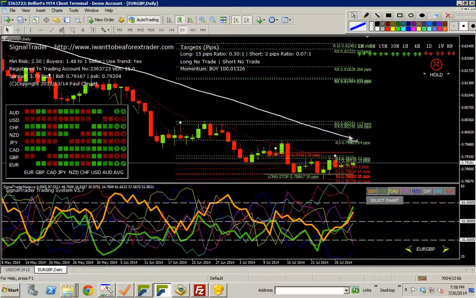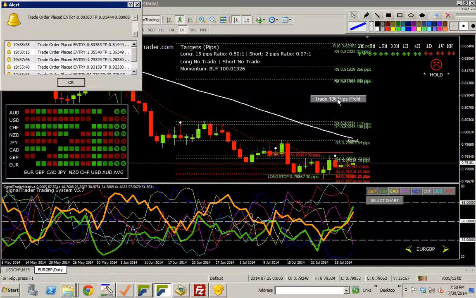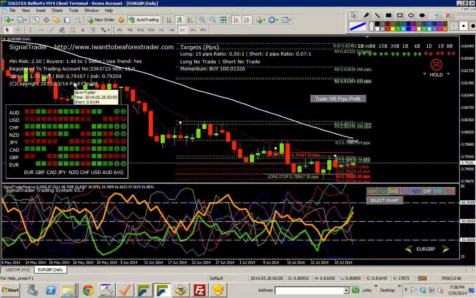So here, look at this again. If this breaks up above this support, there's a huge gap. So we'll have that 106 pip gap. Click the button, trade gets placed. It does all the working out for you, and actually the robot will manage all the support and resistance. So you could do this once a day.